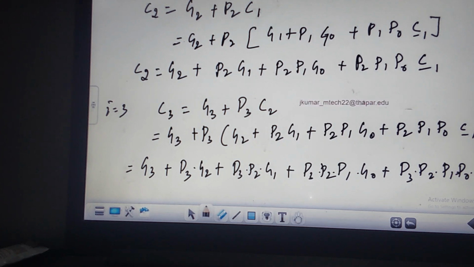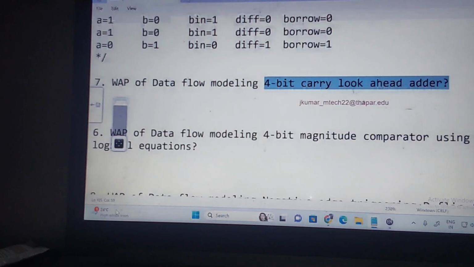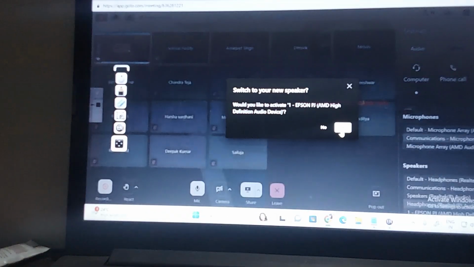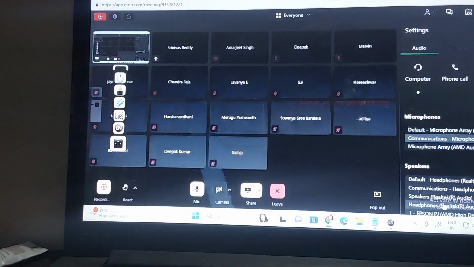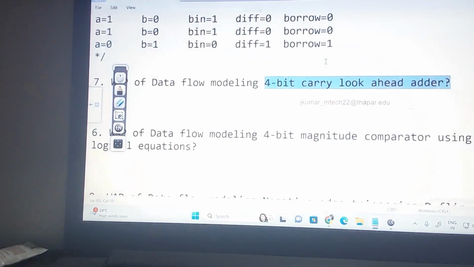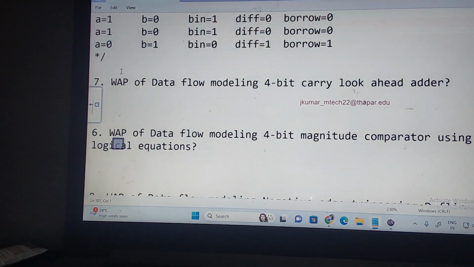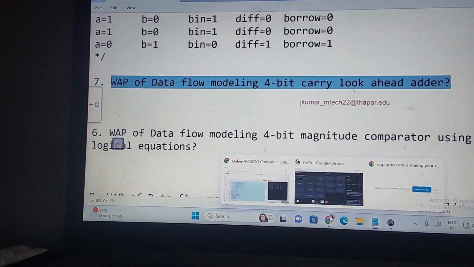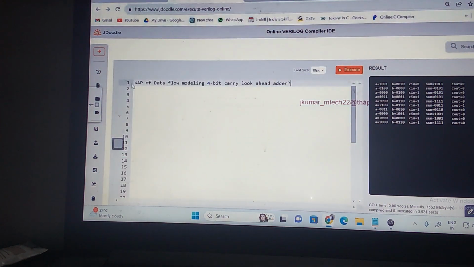How do you understand what I said? Now generate a program for this carry look ahead adder. What do I need to start with? Module, right? So module name, look ahead adder. Let us write CLA, carry look ahead adder.